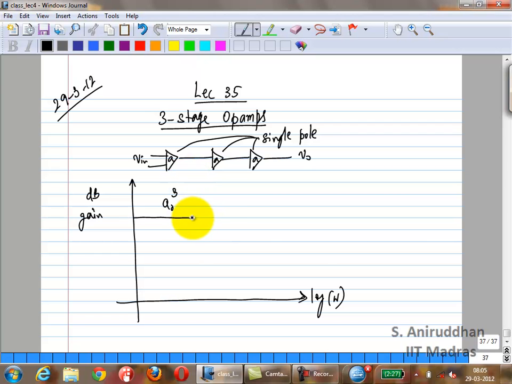And then after that what happens? It will go at 60 dB per decade. And we also know that if each single pole has a bandwidth omega P, the overall 3 dB bandwidth of the cascade is going to be lesser. We also saw several classes ago, right at the beginning of the semester, how much it reduces by. So we also know it is going to reduce the bandwidth.